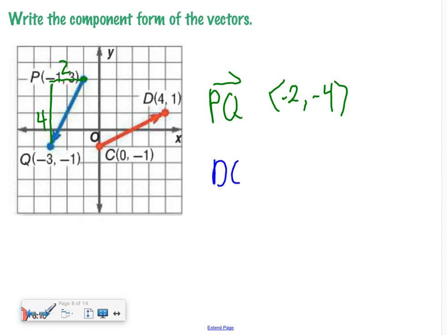On DC, let's do it without counting on the graph, just in case you didn't have graph paper, you would know how to do it. All you're doing is subtracting, starting with the terminal point and subtracting your initial point. So on DC, would I start with 0 or 4? 4, right? I'm going to take 4 and subtract 0, just your x coordinates here. And then for your change in y, 1 minus negative 1.